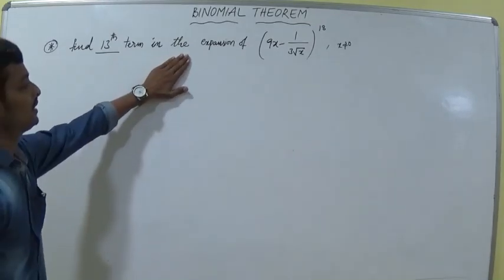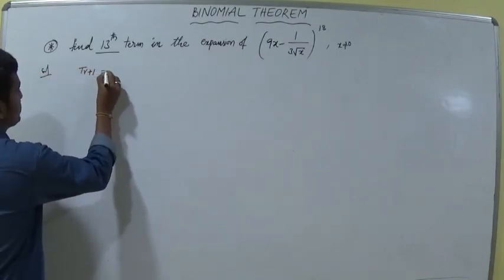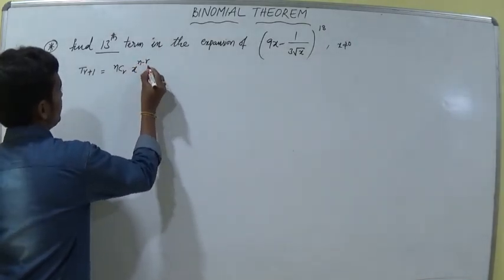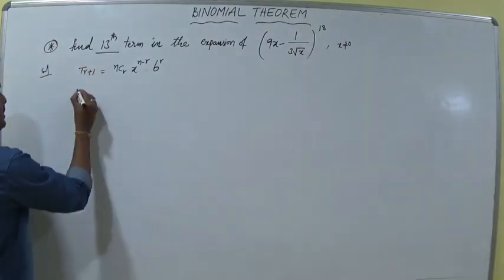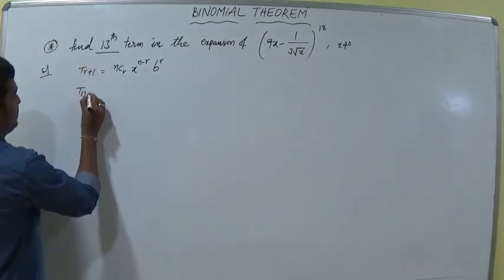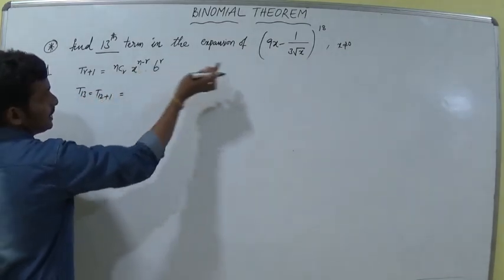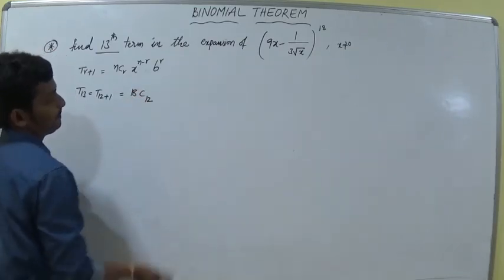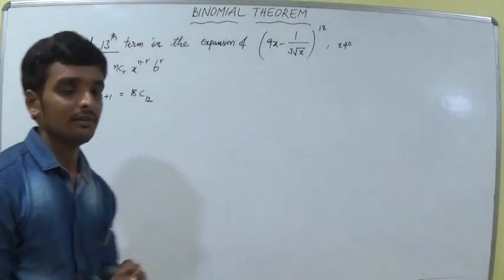Now we can solve that T13. We know that T(r+1) is equal to, what is the formula? nCr x to the power of n minus r into b power r. So they are asking T13. T13 is equal to T(12+1), is equal to n value 18 C 12. Is this correct? 18 C 12.